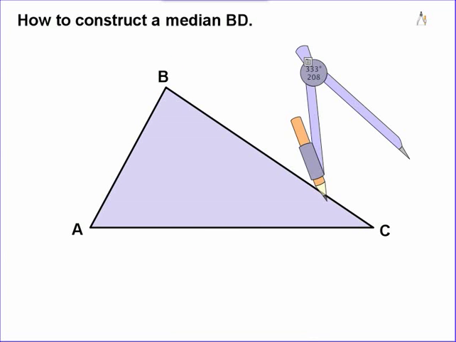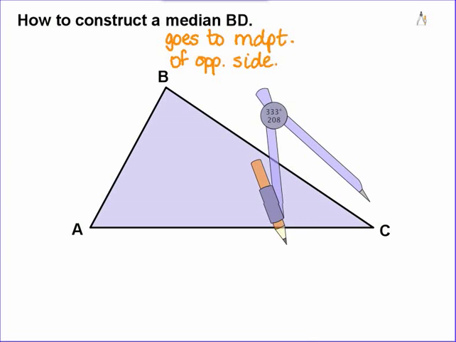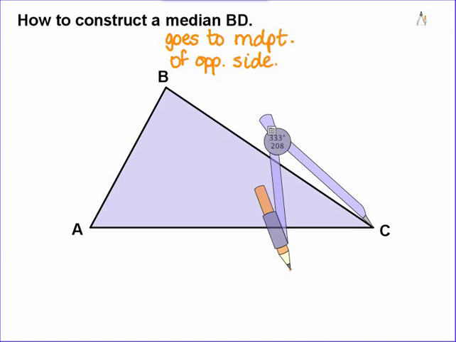So let's look at the next one, how to construct median BD. Let's review what median means. A median starts here at point B and goes over here to the midpoint of AC. So a median goes to the midpoint of the opposite side. Do you remember how I find the midpoint of AC? How do I do it? Basically, I'm finding the perpendicular bisector.